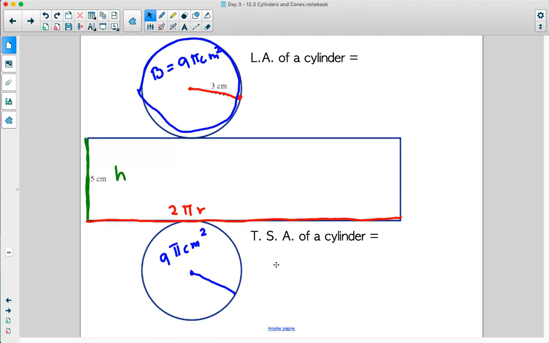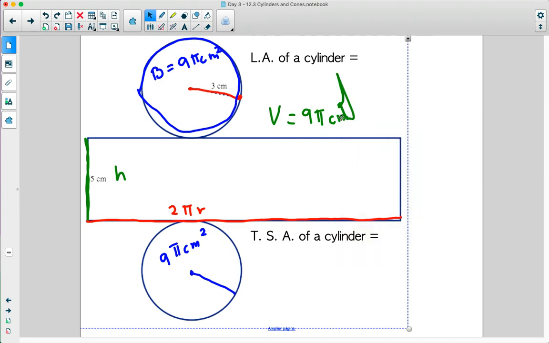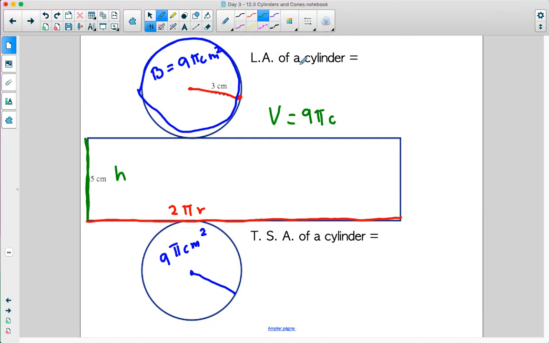I'm going to put volume. So let's go ahead and put volume on here. So we're going to calculate the volume. Volume equals area of the base, right? Just one circle, which is 9 pi centimeters squared, times the height. Okay, so let's go ahead and multiply by the height. Centimeters times the height, which is 5.